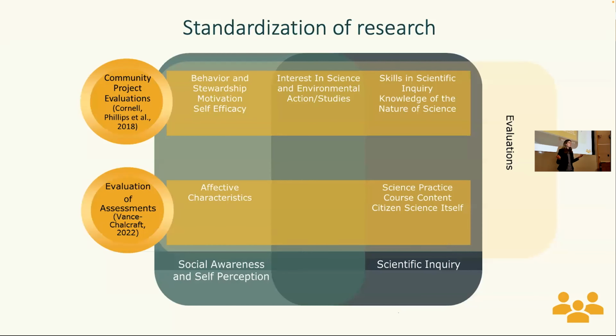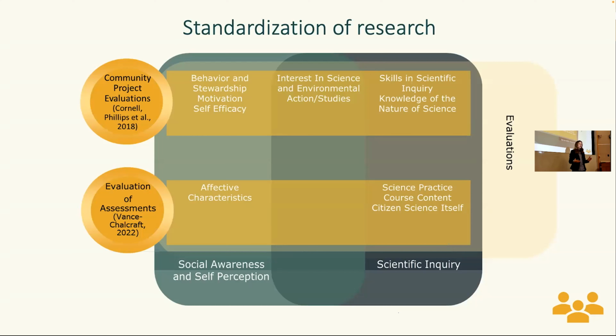So overall, there's been a push to standardize research in citizen science. The Cornell Lab of Ornithology has been really good at doing this standardization, but they've done it for community projects. And within the last couple of years, there's been a push to standardize this research in the college classroom as more people are applying it there.